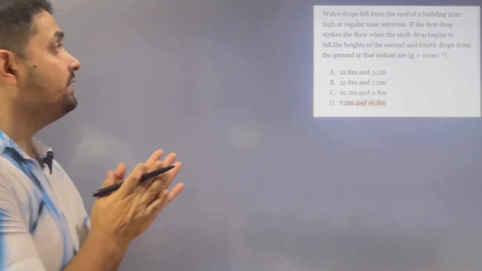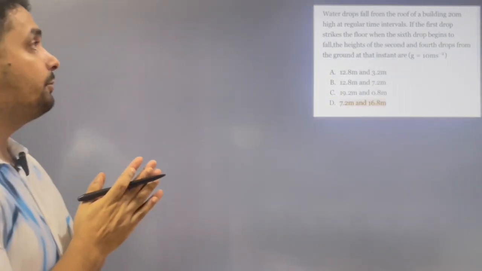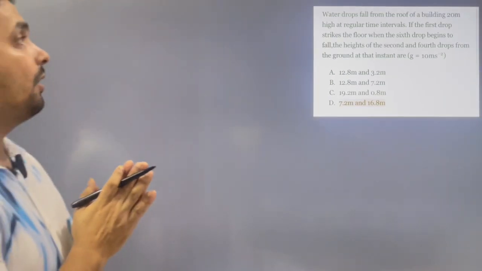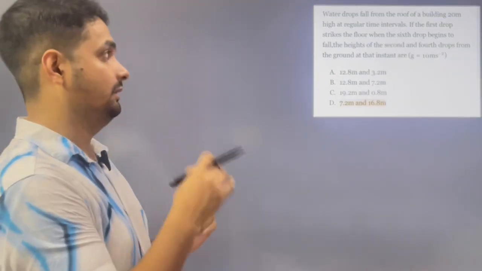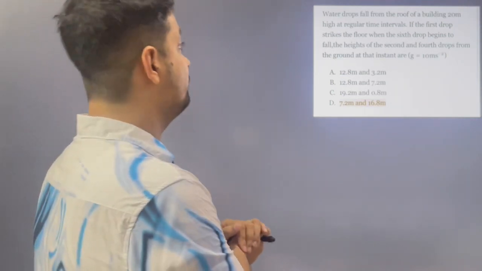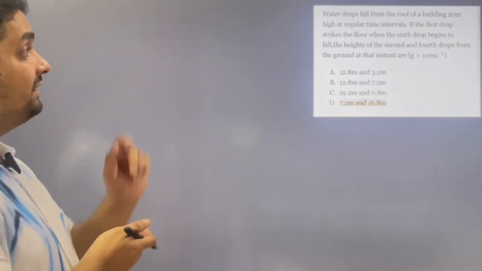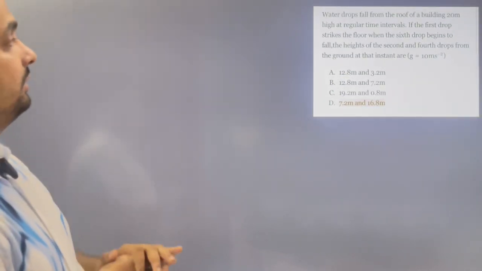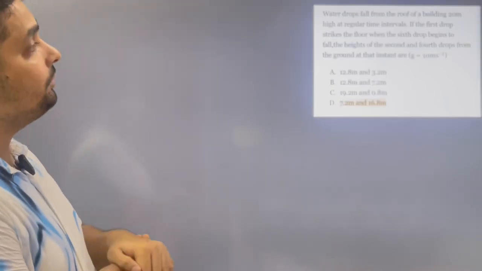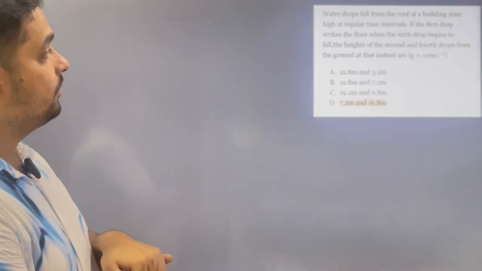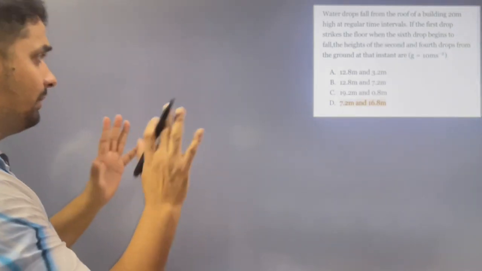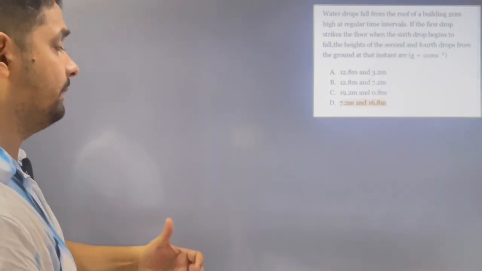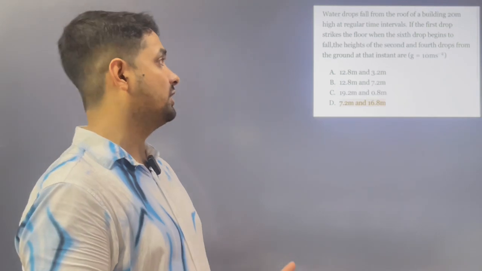So next question is, water drops fall from the roof of a building 20 meter high at a regular time interval. If the first drop strikes the floor when the sixth drop begins to fall, now the heights of the second and the fourth drop from the ground at that instant are. So see here, first we will draw this. As I told you, always draw it. When you draw, you will understand the question in a better way.